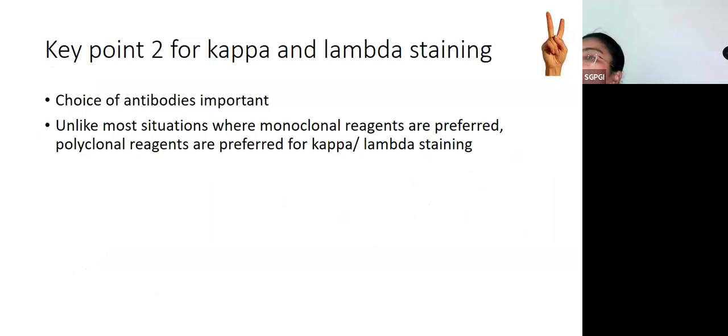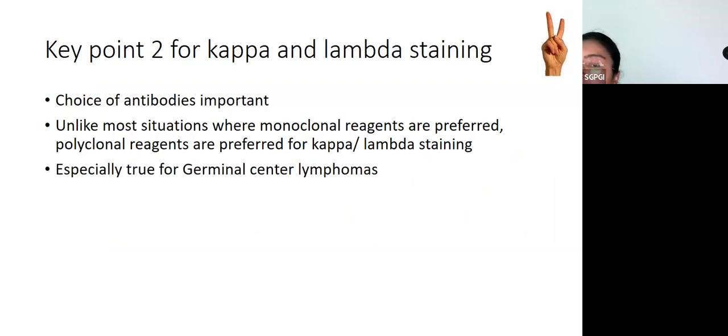Many of the manufacturers don't have polyclonal reagents, so they give you monoclonal reagents. But polyclonal reagents from other vendors may be available to you in the market. And this is especially true for germinal center lymphomas. Why? Because what happens in the germinal center? What happens to the IgH molecule?